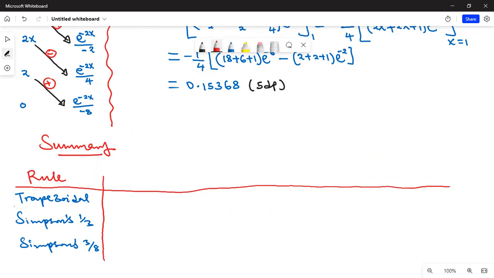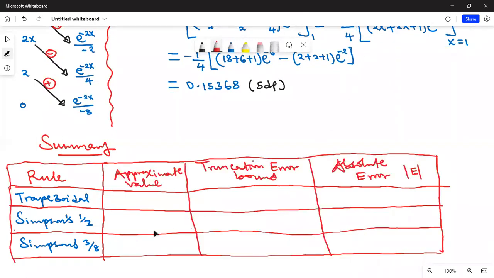Let me construct this table. We need a table where we have the rules, then what we got as the approximate value, the truncation error bound, and the absolute error. Of course, we know the exact value. What we have found here is the exact value. So when you want to get the error, it is the exact minus the approximate. Then you get the absolute. So let's populate this table.